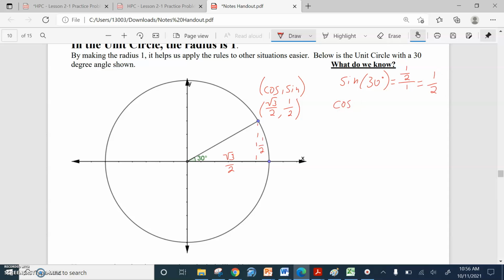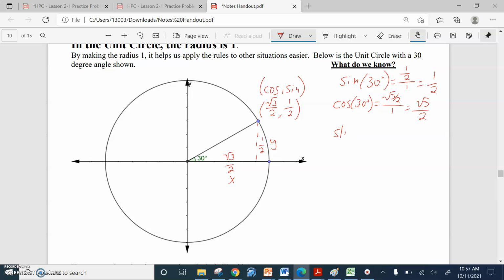Cosine then, cosine, again, that's adjacent over hypotenuse. So we get root 3 over 2 over 1, or just square root 3 over 2. And in the most general sense of the word, cosine and sine, where I put that cosine comma sine, that's the idea of this is your x term and this is your y term.